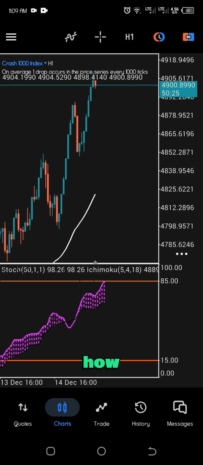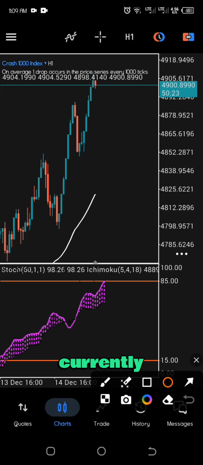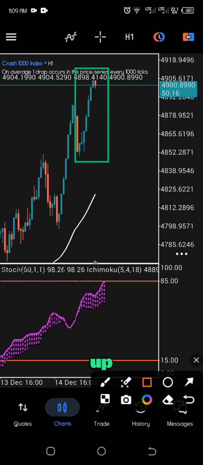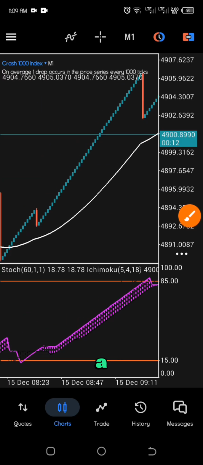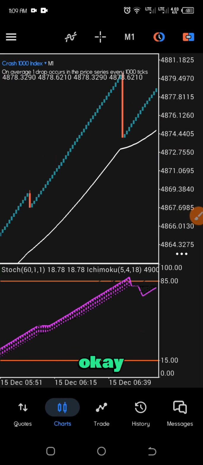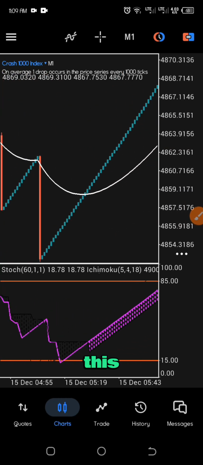Okay, so how do we now take a trade with this strategy? Currently we are in the 1 hour time frame, and we can see that the price is going up, which means that the candle is going up. So with this, we now switch to our 1 minute time frame for a quick scalp. Okay, so how do we now scalp using this exact strategy?